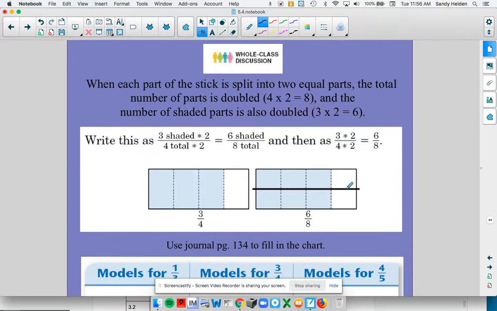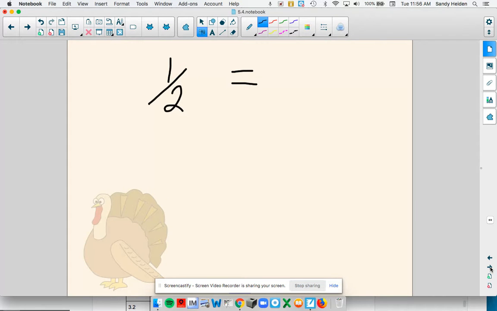So they're saying if I multiply times 2, that's the same as drawing a line here, times 2 parts. So it's still 3 out of 4, or I count it doubled now, it's 6 out of 8. Same as multiplying by 2. So here's some examples for 1/2. You can take any number you want and multiply it, and you get an equivalent fraction.